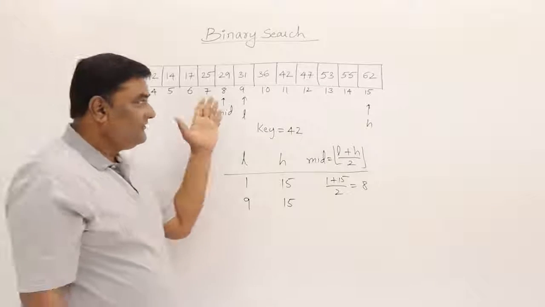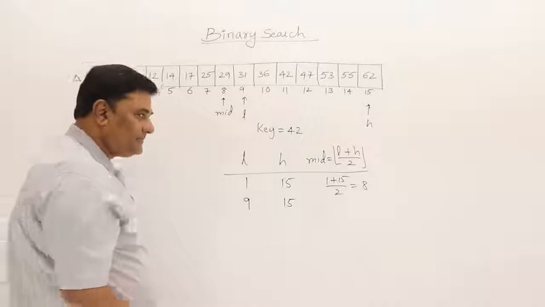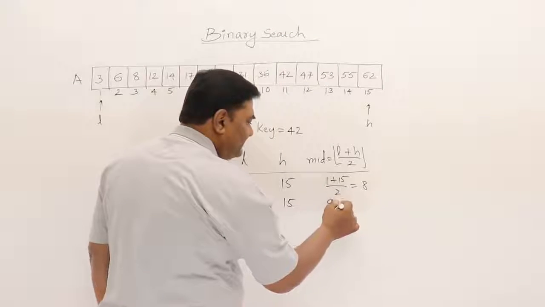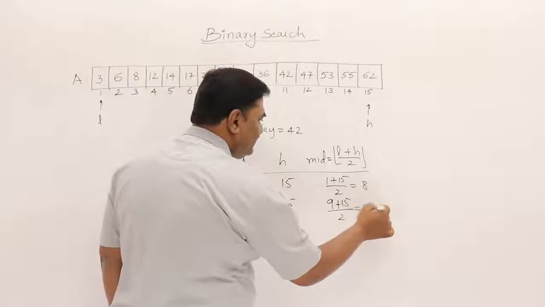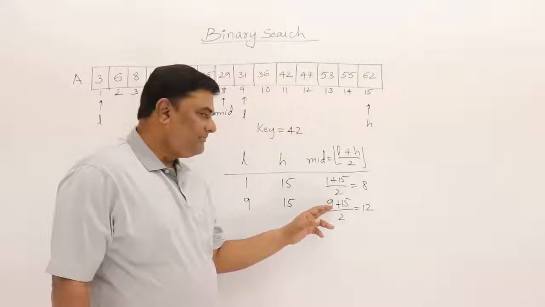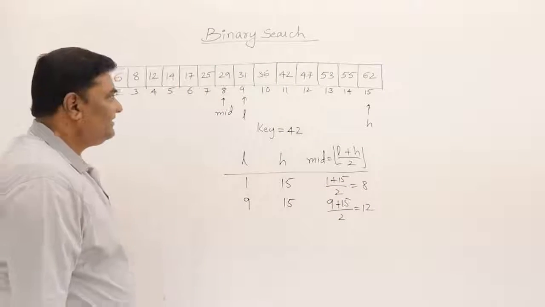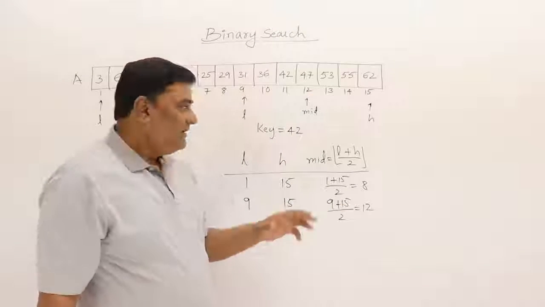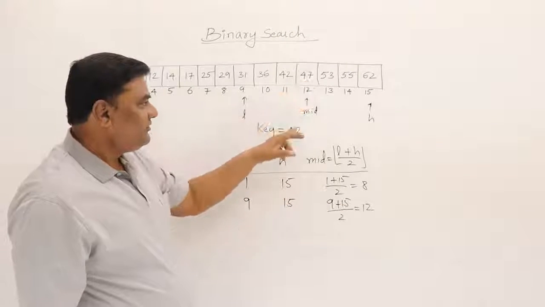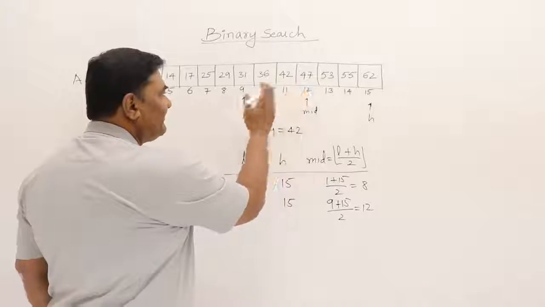Now we search within this list. For searching, again we calculate mid. (9 plus 15) by 2. So this is 12. 9 plus 15 is 24, divided by 2 is 12. So we got it as 12. So it will check here. Mid is 12. Is it the number that I am searching for, 47? No, this is 42. So my number is on the left hand side.